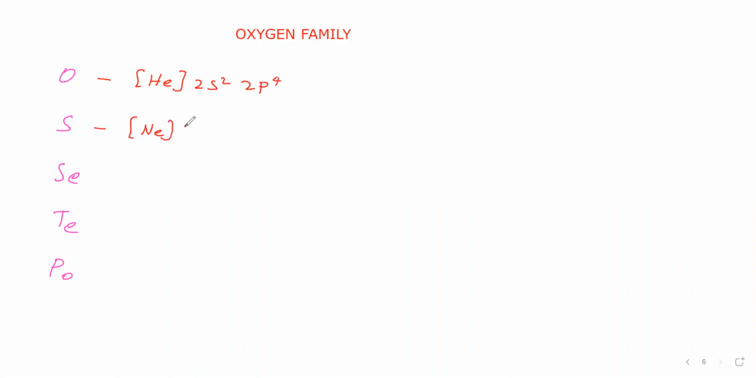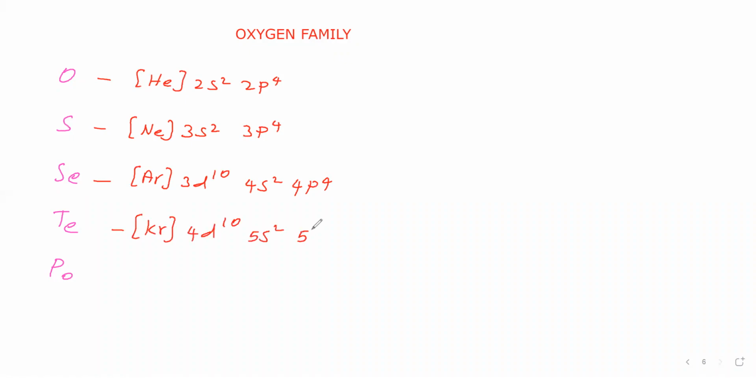Sulfur's electronic configuration is neon 3s2 3p4. Selenium: argon 3d10 4s2 4p4. Then tellurium's electronic configuration is krypton 4d10 5s2 5p4. Polonium: xenon 4f14 5d10 6s2 6p4. These are the electronic configurations of the oxygen family elements.